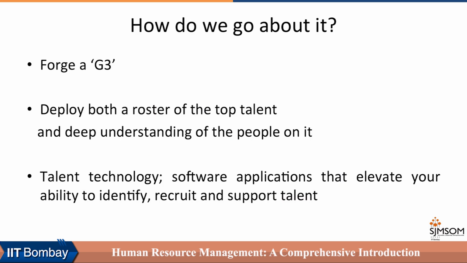How do we go about it? How can an organization carry out a smart talent management process? We can call it a collaboration of G3. Who are these G3 in this case? These are the CEO, CHRO and CFO. HR planning or the talent management process has to be informed and ultimately taken care of by this G3. They deploy both a roster of the top talent and a deep understanding of the people on it.